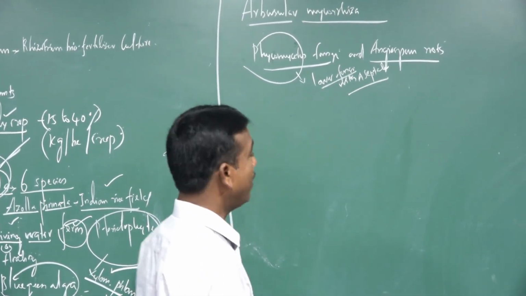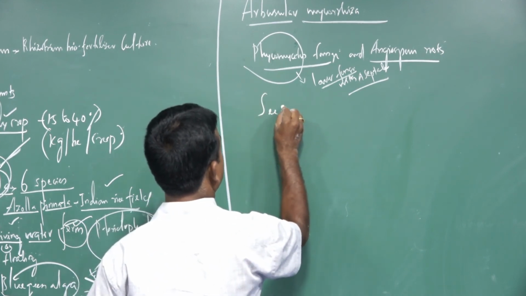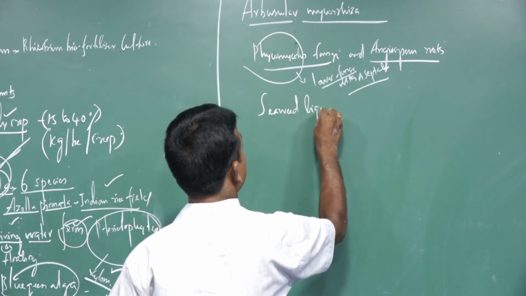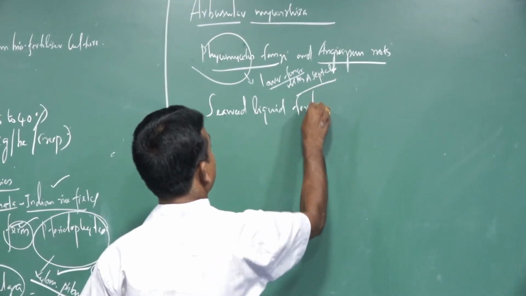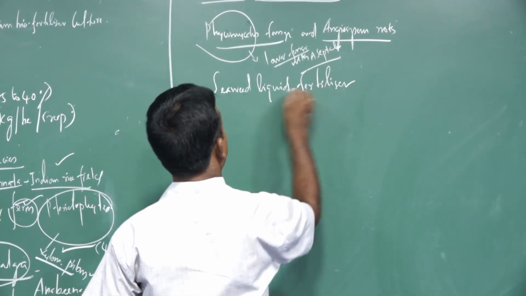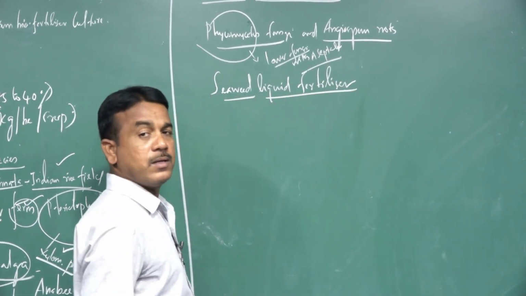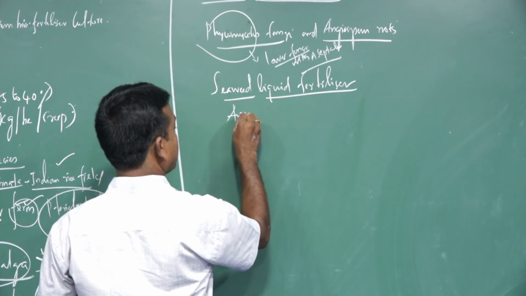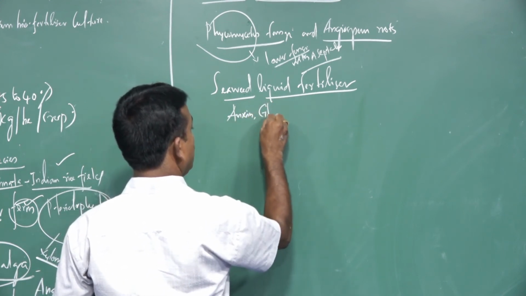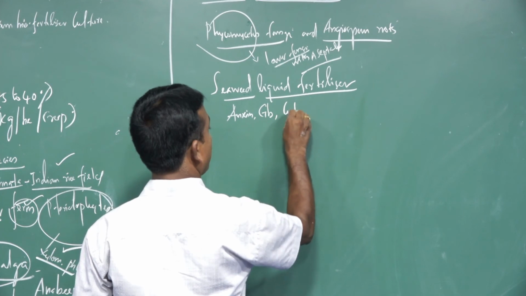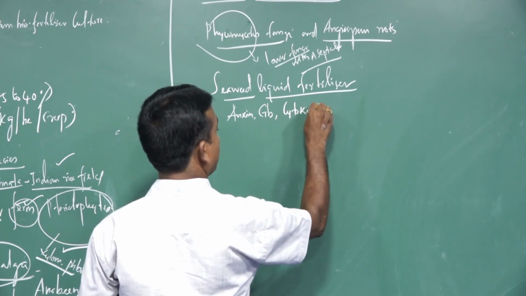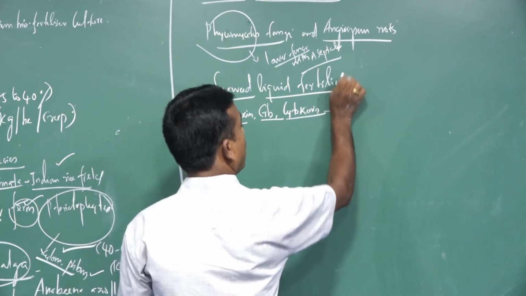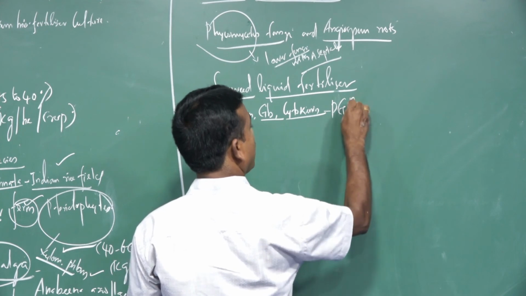Let's go to the last one, seaweed liquid fertilizer. Seaweed liquid fertilizer contains auxin, gibberellic acid and cytokinin. Auxin, gibberellin and cytokinin are commonly called plant growth regulators.